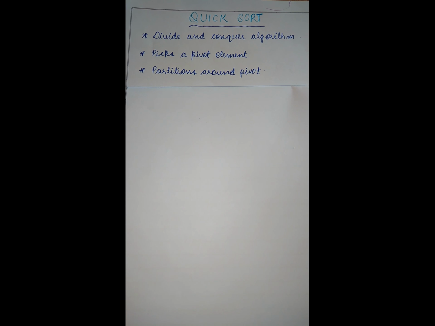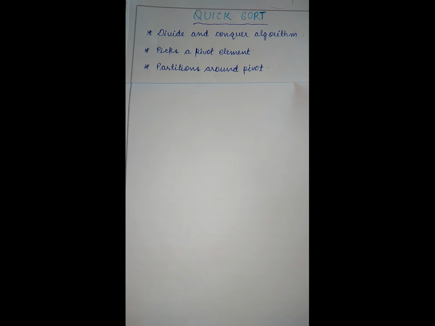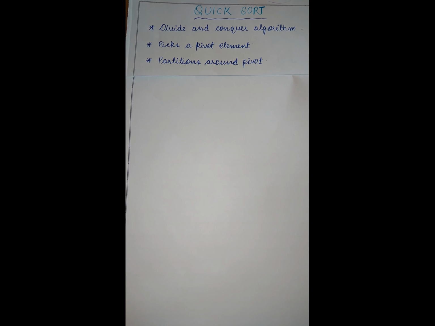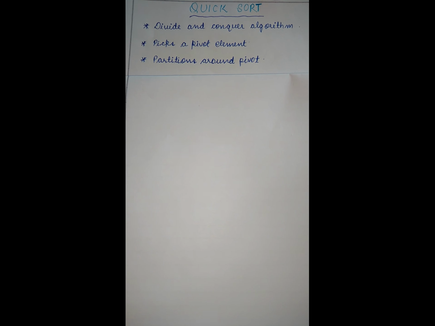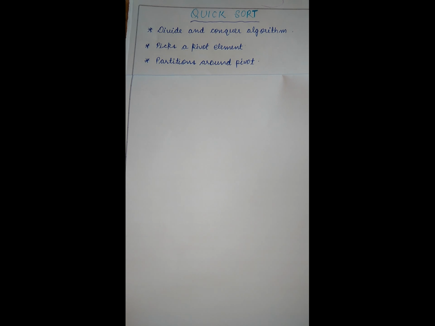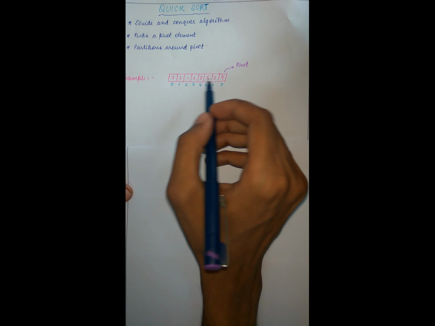Now we get a new word, pivot. What is a pivot? It's just any element. We name it as a pivot and we partition around the given element. Quick sort is a very famous algorithm because it is highly efficient and it takes less time compared to different sorts. So suppose this is our example, an array of 8 elements.